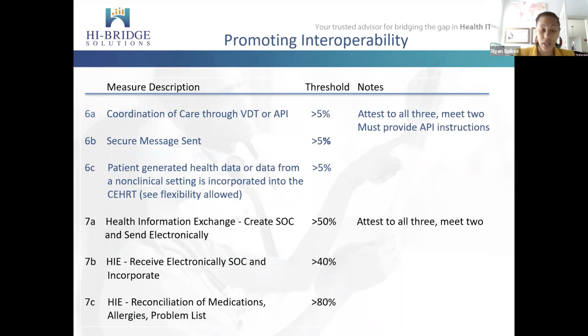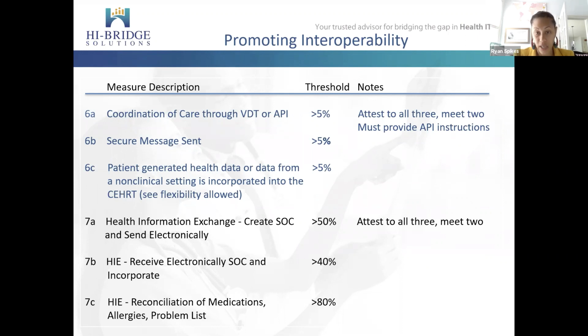Care coordination through view, download, and transmit, or API, secure messaging, and patient-generated health data. These are all measure 6. You have to meet 2 of the 3 of these at greater than 5%, and you must provide the API instructions to your patients, even if care coordination is not the one that you're trying to meet. So most of my providers do care coordination and secure messaging.